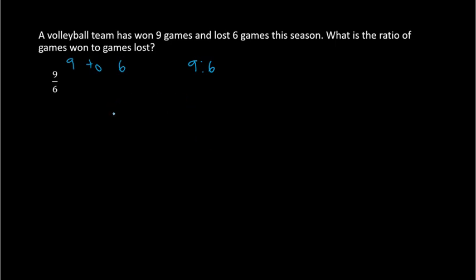Either way, we want to write this in simplest form, and to do that, we can divide both numbers by 3. If we divide 9 by 3, we get 3. Divide 6 by 3, we get 2. So the ratio is 3 over 2, or 3 colon 2, or we can write that as 3 to 2. All right, so any of these would be a correct way of writing that ratio. The ratio is 3 to 2.